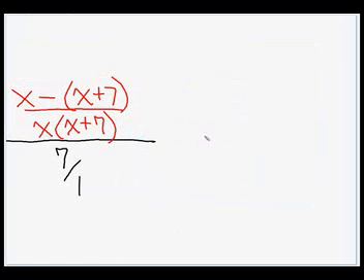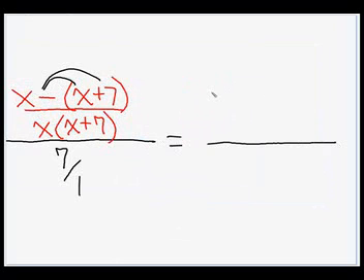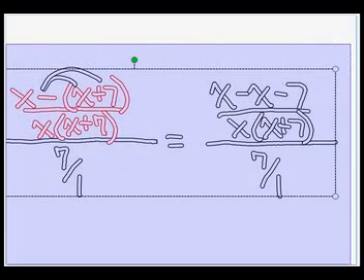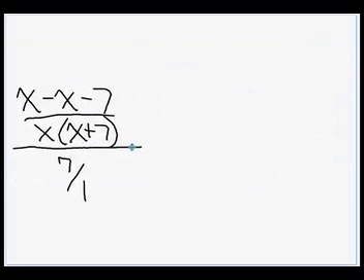Working up there in this red part of my overall fraction's numerator, I can distribute this negative. So that is going to turn into x minus 7 over my denominator x times quantity x plus 7. And that's still over 7 over 1. So we're getting close here. We might be able to do it in one more step.